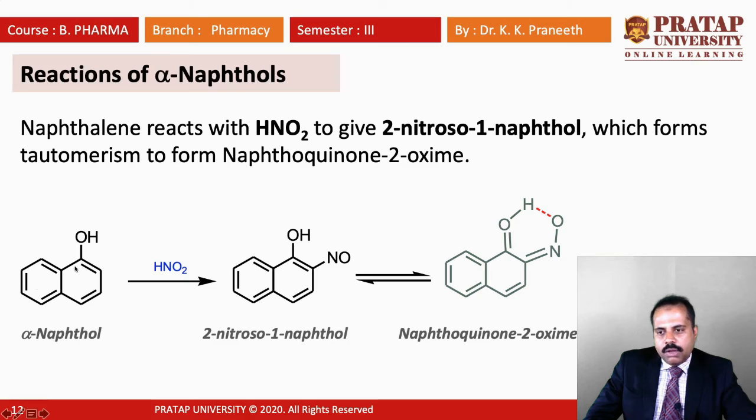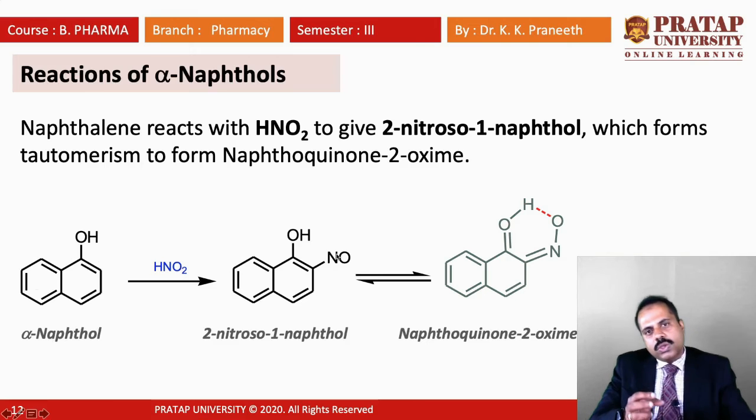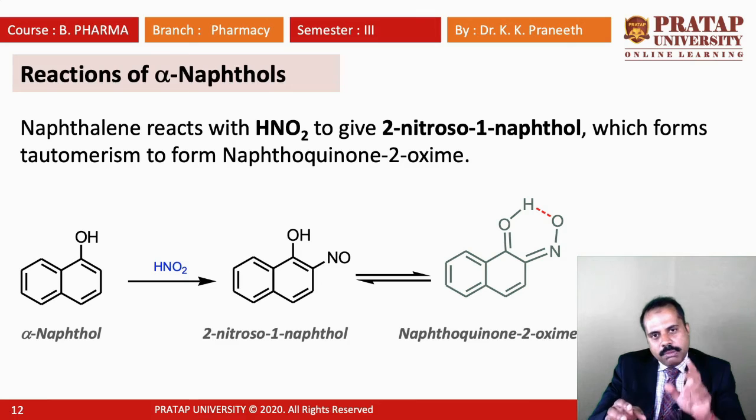So, if you take alpha naphthol with HNO2, you will prepare the nitroso compound. Nitroso compounds are very important in the medical field, because they act as messengers; NO is also a neurotransmitter. So, this is a nitroso compound, NO. You can prepare this one, and then it can easily rearrange to form the oxime, this stable structure. This is naphthoquinone 1,2 oxime. This is one of the very important reactions of alpha naphthol.